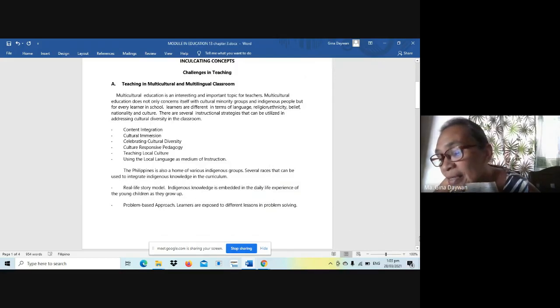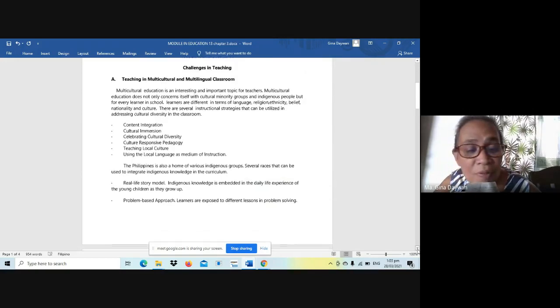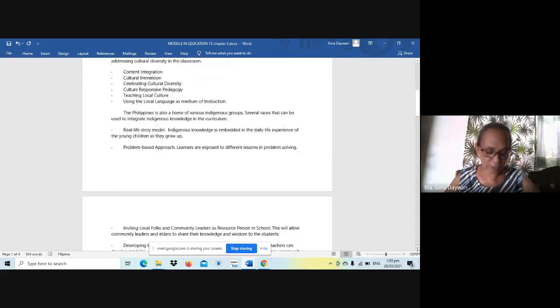So we have the problem-based approach. Here, learners are exposed to different lessons in problem solving. By doing problem solving activities, the learners are exposed to practical situations or issues that are important to them and to their community.